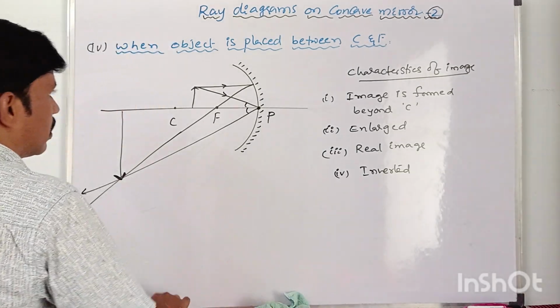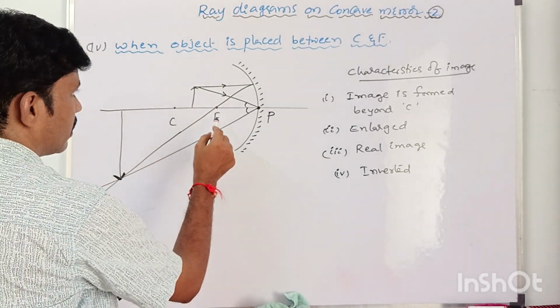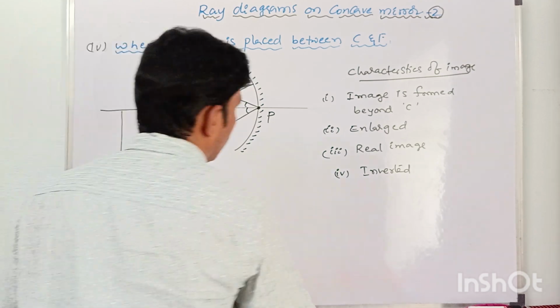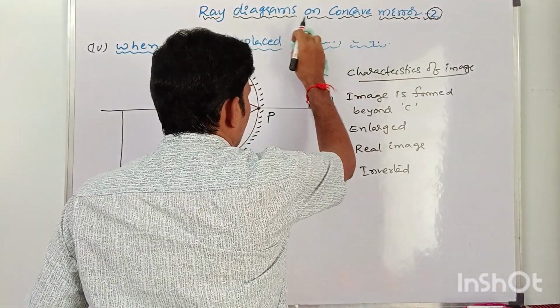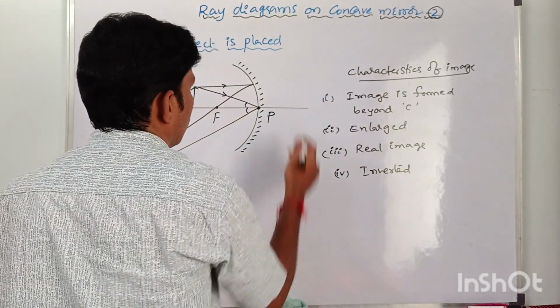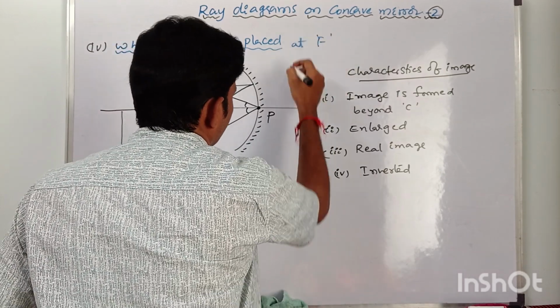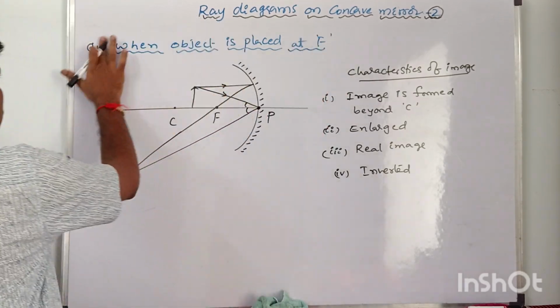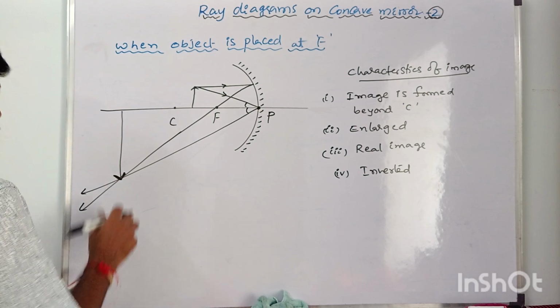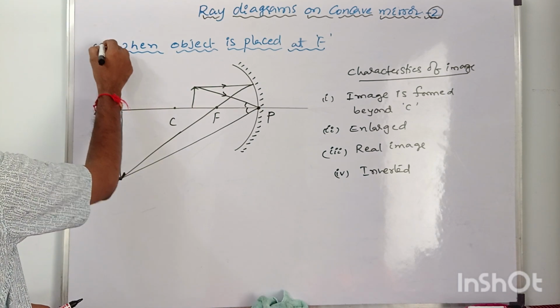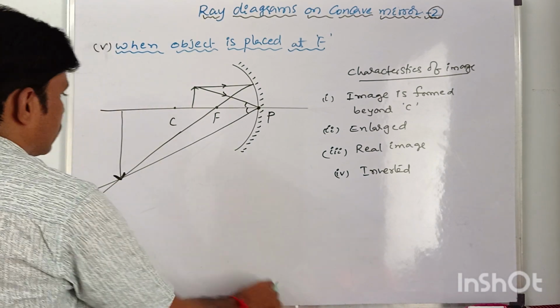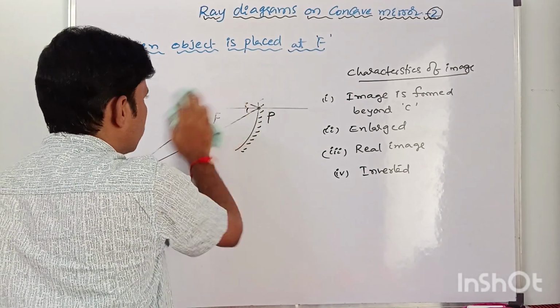Let us go to the next one. When the object is placed exactly at the focus point. So an object is placed exactly at the focus point. Okay, done. Next, same ray diagram.